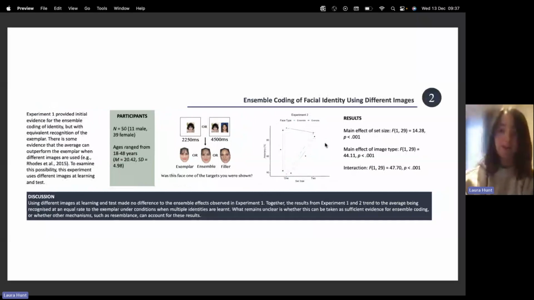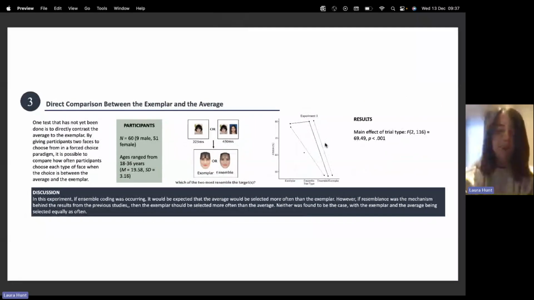So together, the results from experiments 1 and 2 point to both the exemplar and the ensemble average being encoded at the same time. What remains unclear is whether this is evidence of ensemble coding, or whether another mechanism such as resemblance can account for these results. One test that has not yet been done is to directly compare the average to the exemplar. By giving participants 2 faces to choose from in a forced choice paradigm, we can compare how often participants will choose each type of face when the choice is between the average and the exemplar.